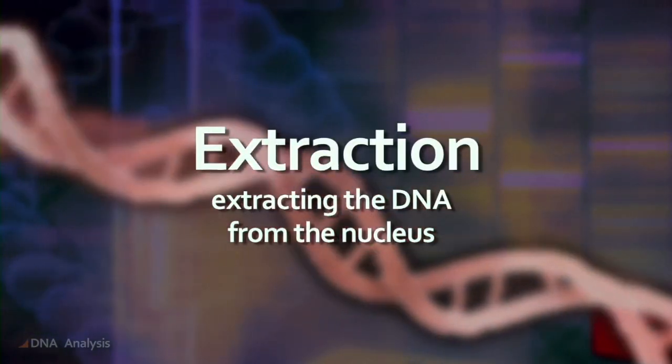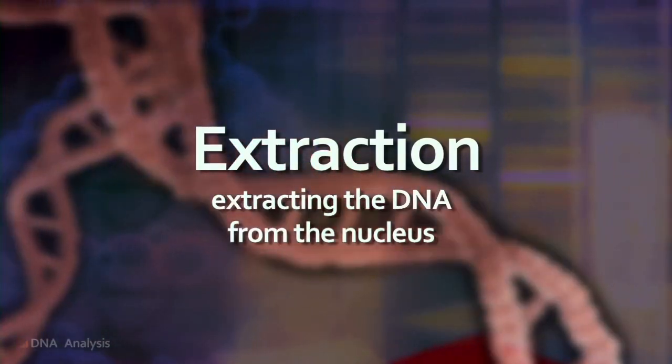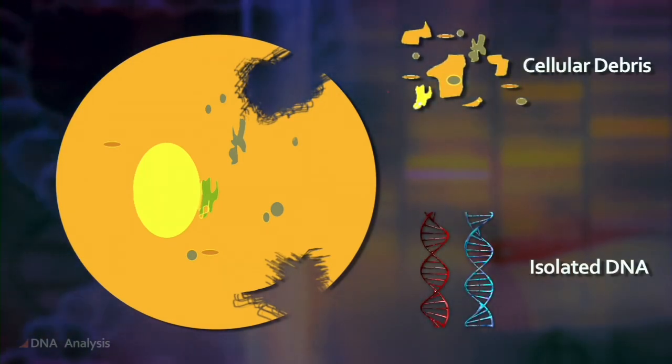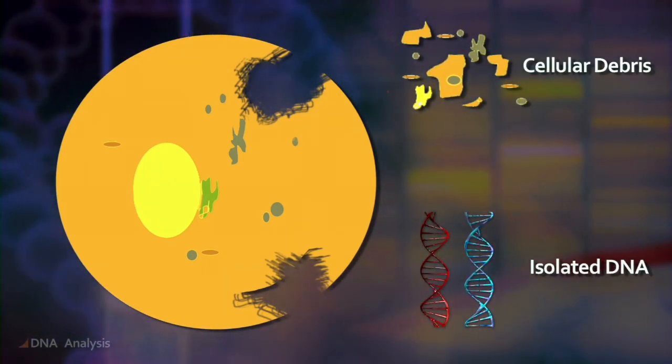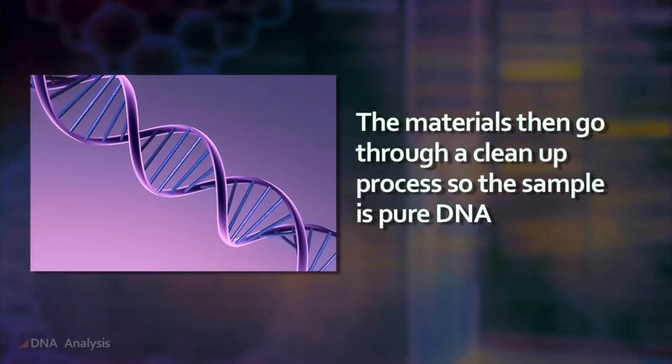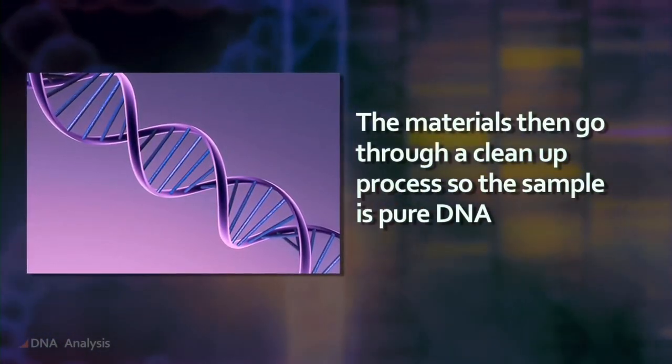The next step is extracting the DNA from the nucleus, a process called extraction, where cells are broken open using a combination of chemicals and heat to release the contents of the nucleus where the DNA is stored. The materials then go through a cleanup process so the sample is pure DNA.